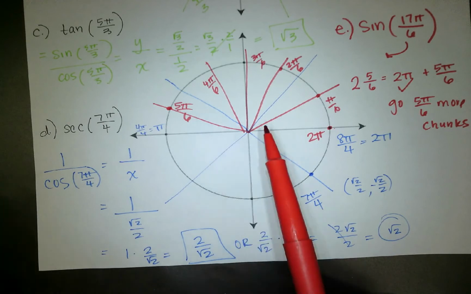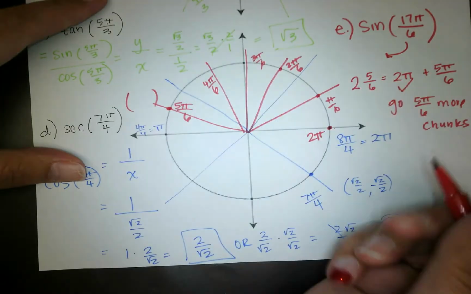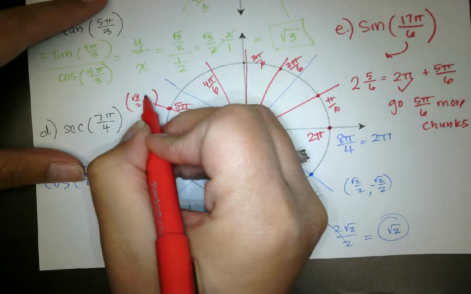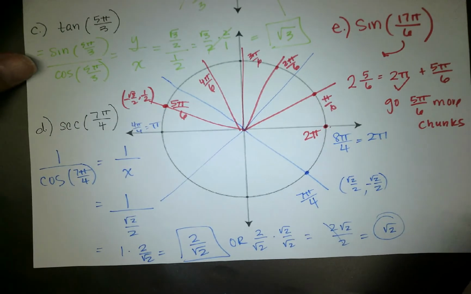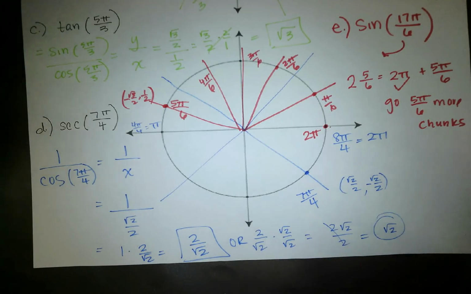Okay. Alright, so you're here. Pi over 6 is square root of 3 over 2, comma 1/2. But this guy is negative. Okay. Alright. Again, let me make sure we're good.